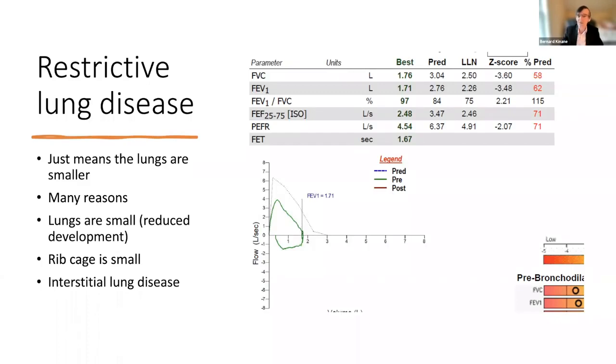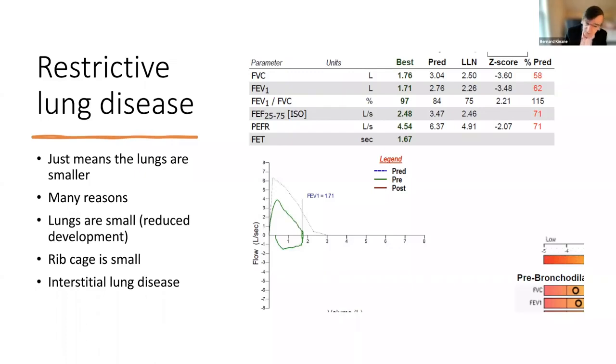Now, this is a patient with Myhre syndrome here. And what you can see here is this is all the air that you can blow out of your lungs, and in this patient, you can see it's 58% predicted. Now, FEV1 means how much air you can blow out of your lungs in 1 second, and you can see it's 62%. So what you're seeing is the amount of air that you can breathe out of your lungs is reduced. So that is called restrictive lung disease.